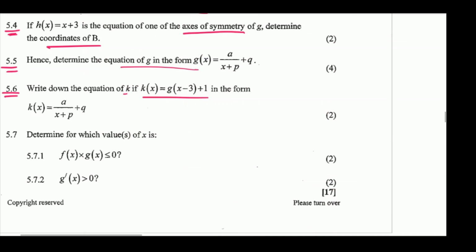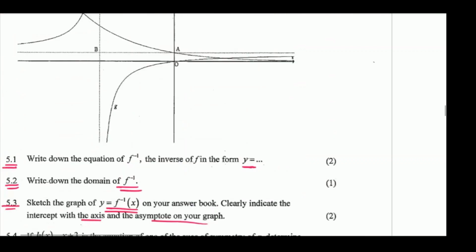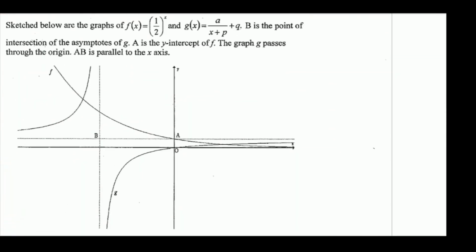Now we're doing 5.7. Determine the values of x for which, in 5.7.1, the graph of f multiplied by the graph of g gives you a solution of y which is less than or equal to 0. So it gives you a solution of y which is 0 or which is basically negative, right? So we need to look at that. So when does that happen? You go back to your graph, you look for a point where when you multiply f and g, you get a solution that is less than or equal to 0.